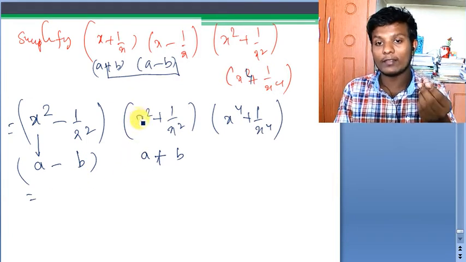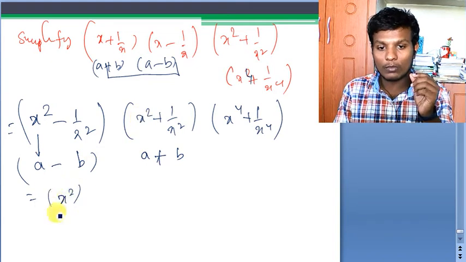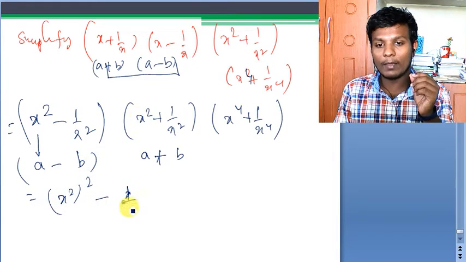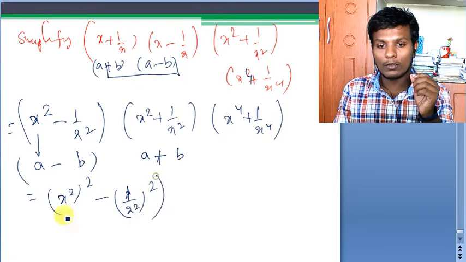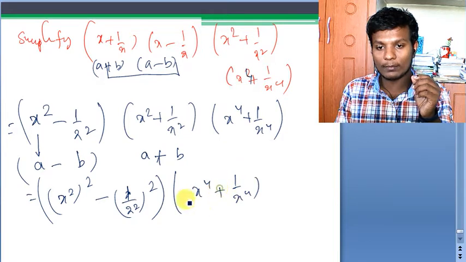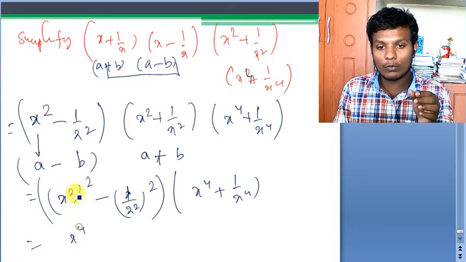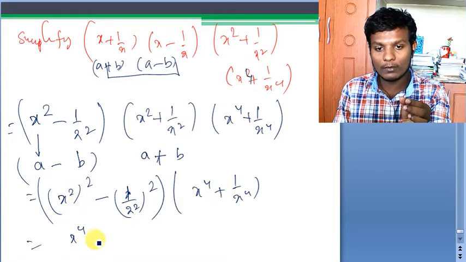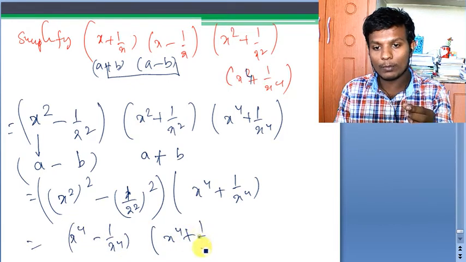x square is there. So (x square) whole square minus (1 by x square) whole square, which is nothing but you have to multiply with (x power 4 minus 1 by x power 4) as it is, plus here x power 4. Why? Because you have to multiply the powers here, minus 1 by x power 4 multiplied by (x power 4 plus 1 by x power 4).